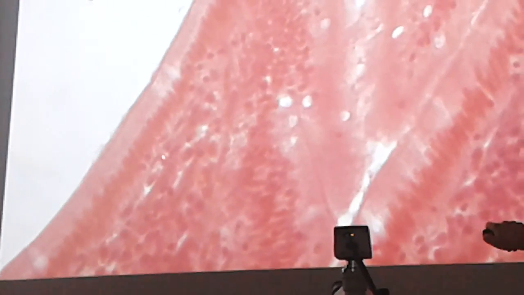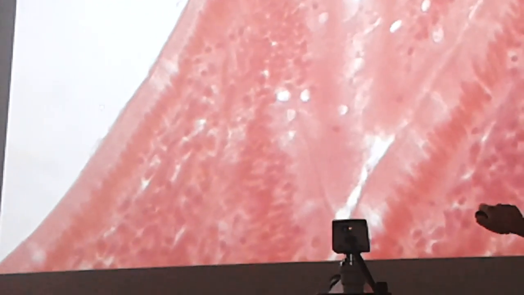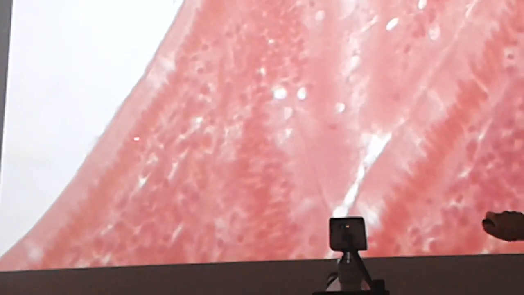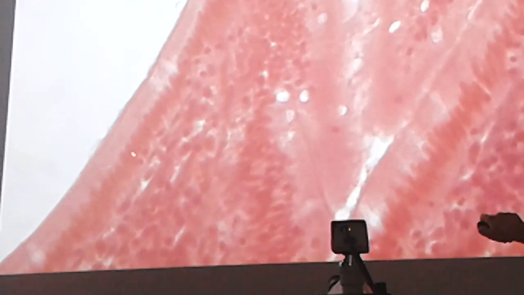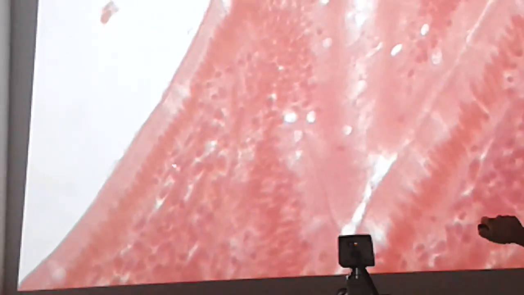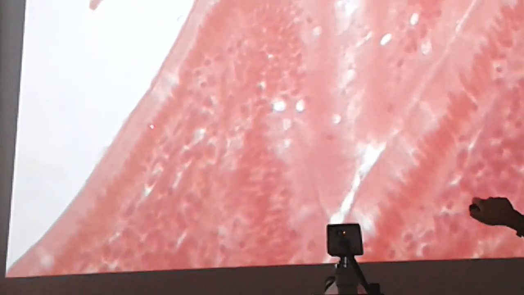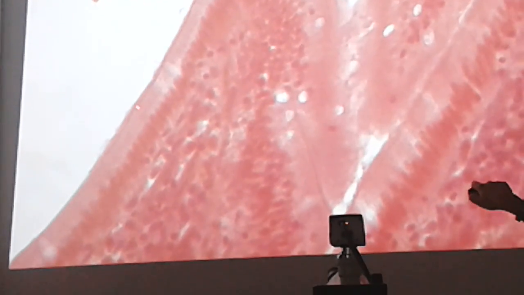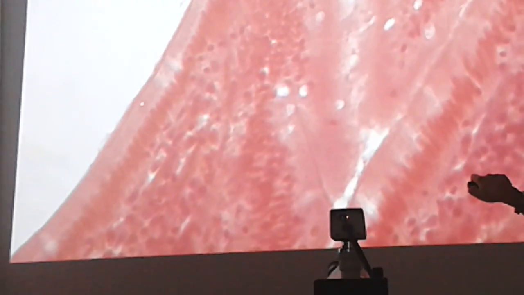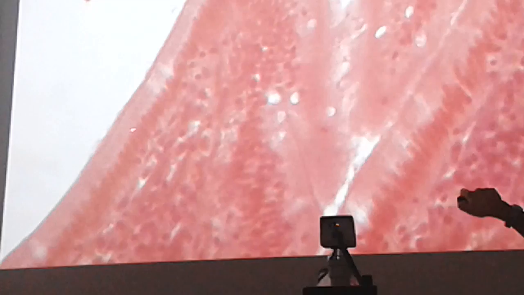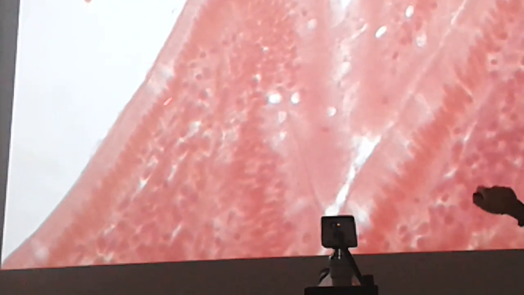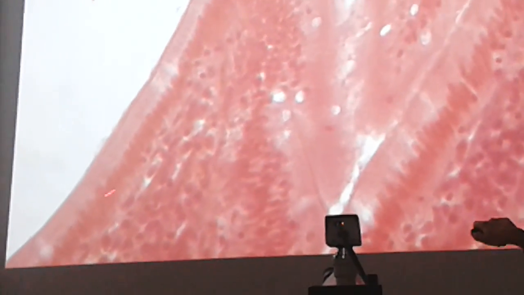And when we look individually, the cells are tall and columnar in shape, and their nuclei are generally at the same level. The nuclei of the simple columnar cells are generally at the same level, and the cells sit in an upright position in vertical sections, as you can see here. So this is the nucleus, and this is the cytoplasm of the cell.